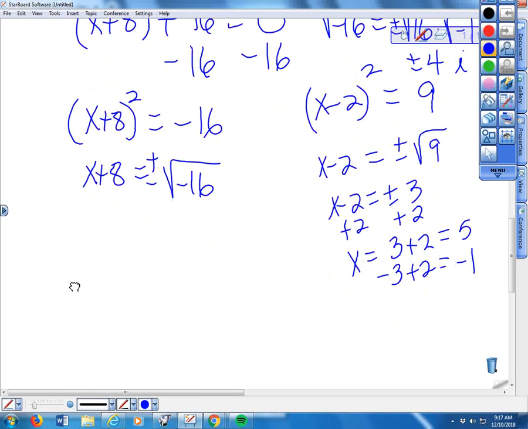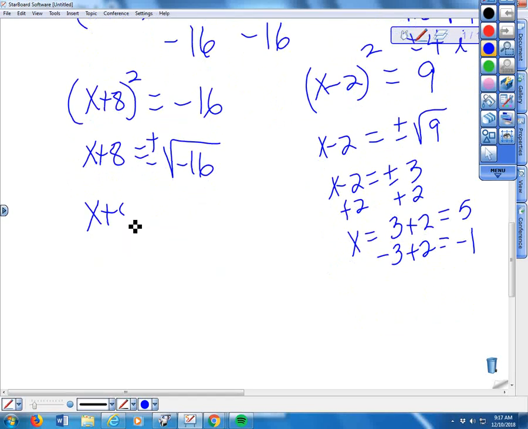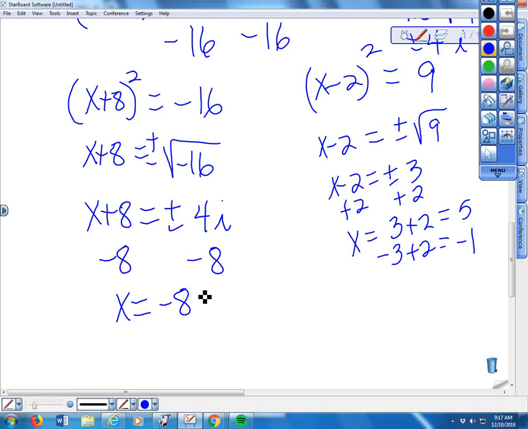So now I've got x plus 8 equals plus or minus 4i. I subtract 8. And I have x equals negative 8 plus or minus 4i. So if I wanted to separate them, it would be negative 8 plus 4i as a complex number and negative 8 minus 4i as a complex number. Those are my two answers. Okay?